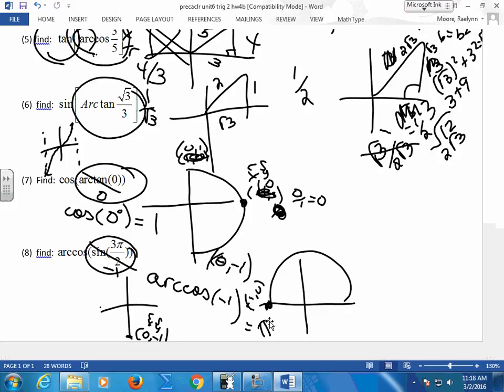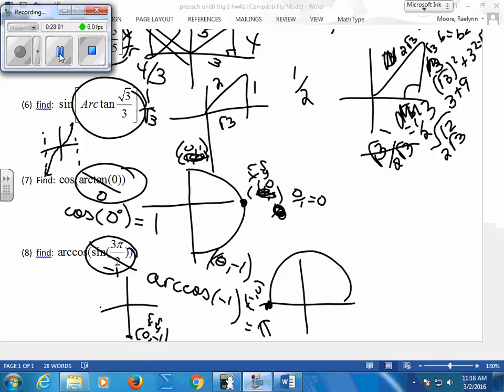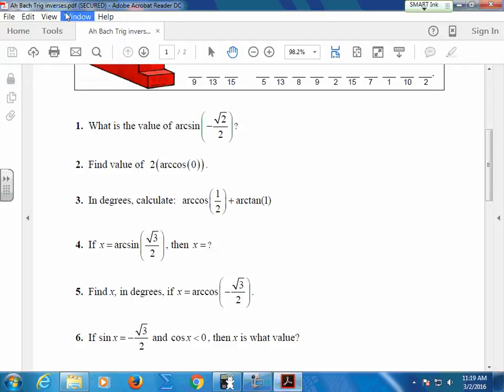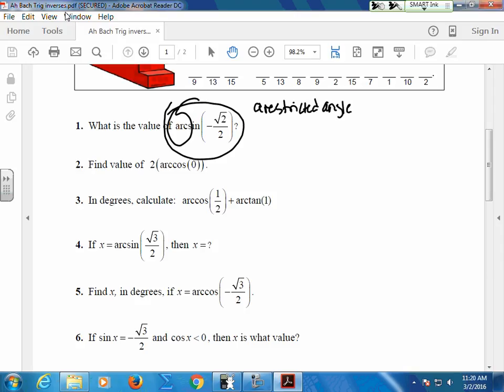Okay? All right, let's take a look at your other sheet where we're struggling. The first one. What is it asking me to find? Do I need to find an angle or a ratio? An angle. It asks for a restricted angle whose sine is negative radical 2 over 2, which is the same as negative 1 over radical 2, unrationalized. And you should know that angle by now. What angle is radical 2 over 2? 45.